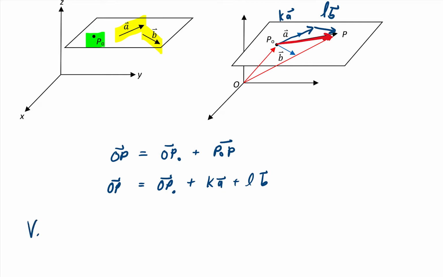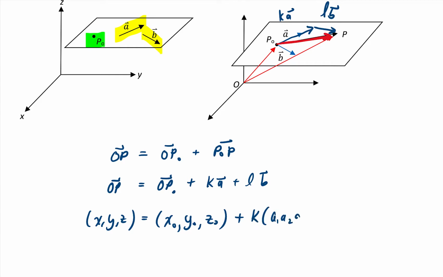So our vector equation, x, y, z, that's our unknown point, or the point we're looking for, or just any point on the plane. We have a starting point, x naught, y naught, and z naught, plus our first direction vector in our plane, which we'll define as a1, a2, a3, plus a second direction vector in the plane, which we're going to call b1, b2, b3. So this is what we call the equation of a plane, and this is our vector equation.